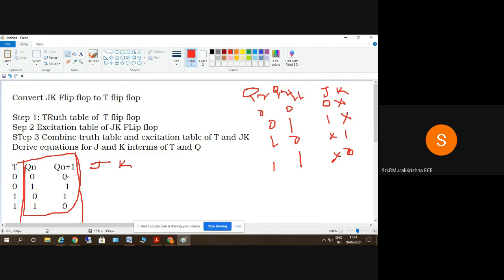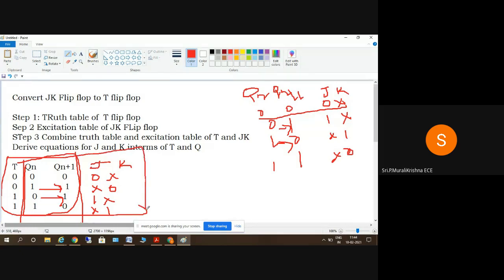Q of n is 0 and Q of n plus 1 is 0. What are the values of J and K here? 0 and don't care. For 1, 1, the values are don't care, 0. For 0, 1, the values are 1, don't care. For 1, 0, the values are don't care, 1. So this is the table used for the conversion process.